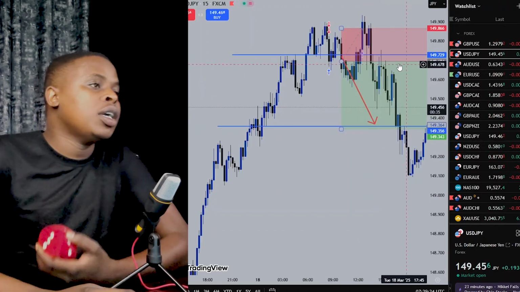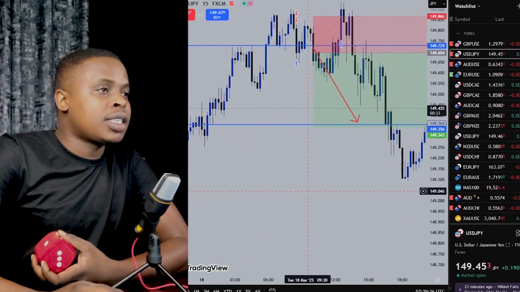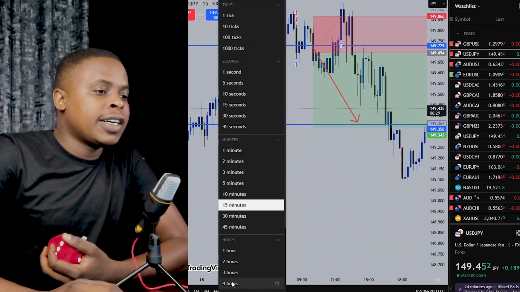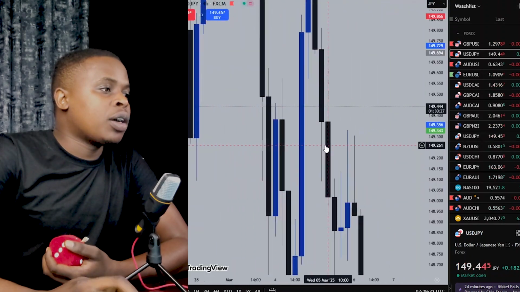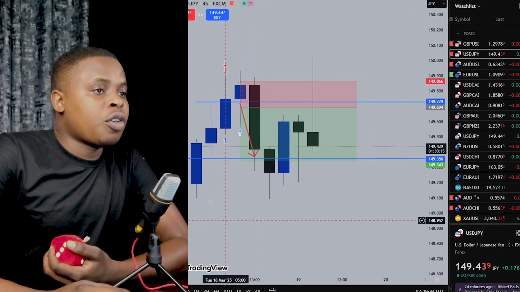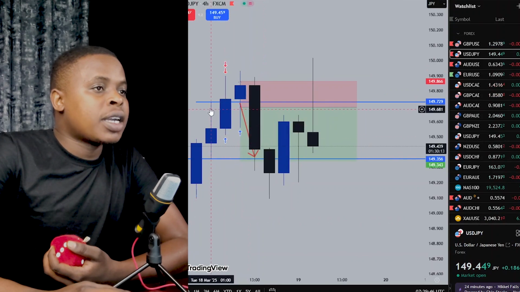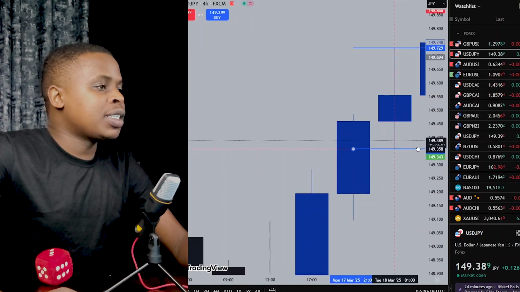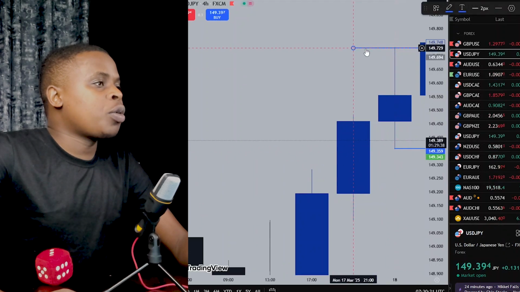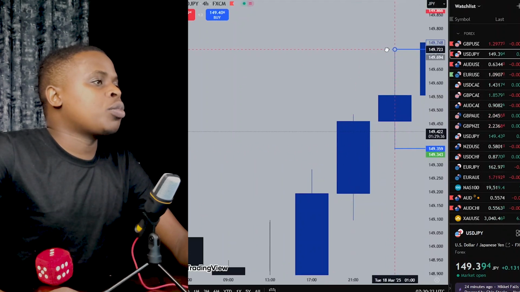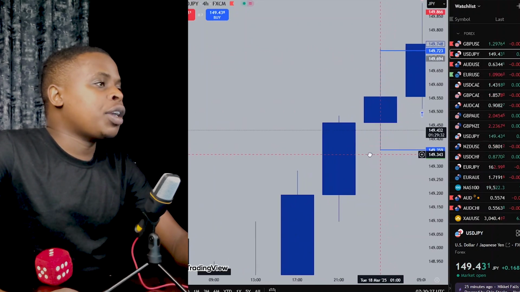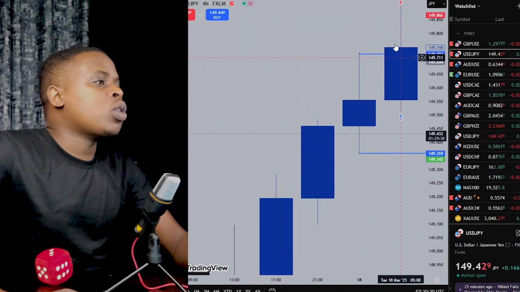Okay, so now let me explain how we got this trade right here. On this trade, if you go to the higher time frame, the higher time frame was the 4 hour. On this 4 hour, we marked the top and the bottom with these two blue lines right here. So this was the top and this was the bottom of this candle. And then the next candle came here, and then it went all the way up.